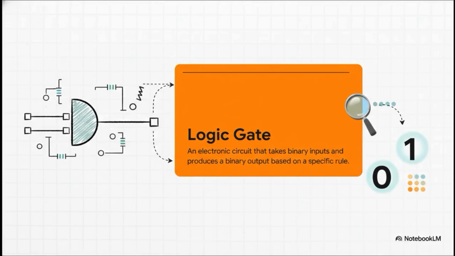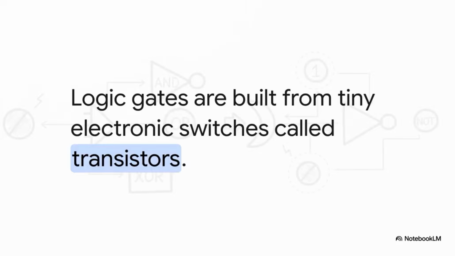And a logic gate is basically a tiny electronic circuit that acts like a miniature decision maker. It takes in some binary inputs, zeros and ones, applies one very specific rule to them, and then spits out a single binary output. This is the most basic, fundamental piece of how a computer thinks. And get this, these gates aren't just some abstract idea on a whiteboard. They are very real, physical things. At their core, they're built from billions, and I mean billions, of microscopic electronic switches called transistors.